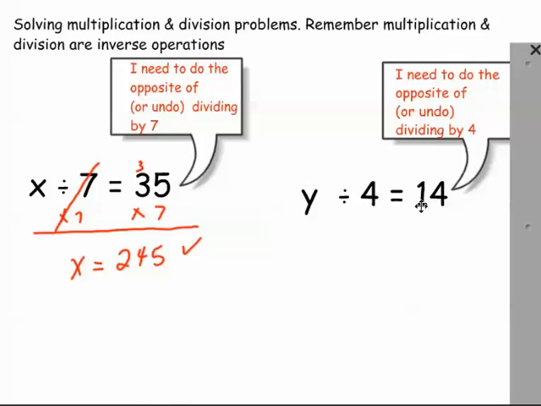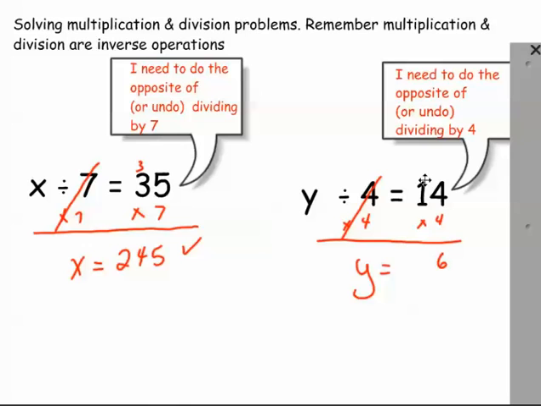y divided by 4 equals 14. So the opposite of dividing by 4 would be to multiply by 4. So I want to multiply by 4. Write that on your paper. So dividing by 4, multiplying by 4, that's going to cancel out. So all I'm left with is y equals, now let's go ahead and multiply.